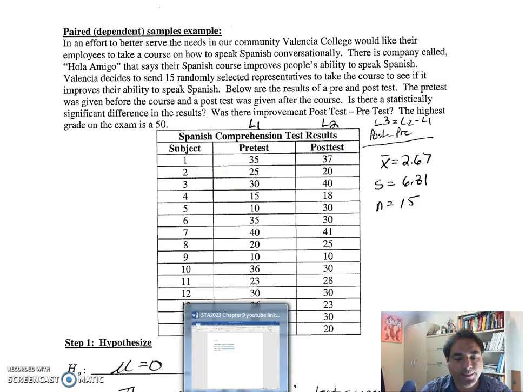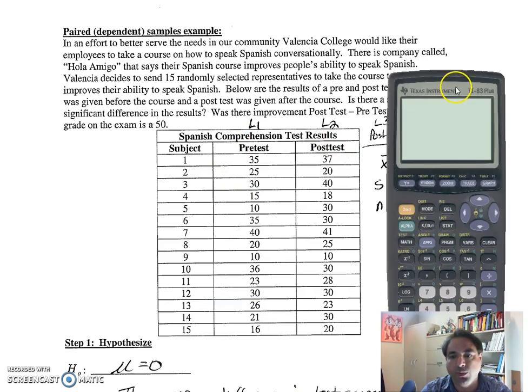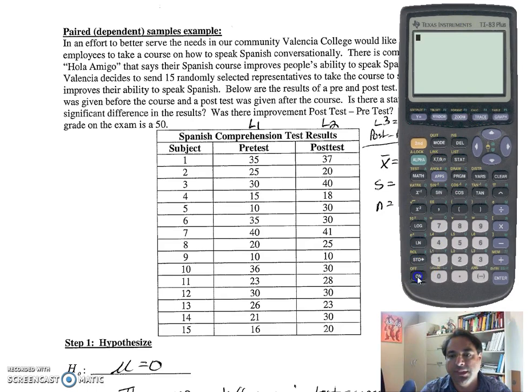So I'm going to go to my calculator, and I'm going to go to STAT, number 1 for Edit, and I put all the pre-tests in list 1. I put all the post-tests in list 2, and I double, triple check your numbers are okay. But I don't want the pre-test and I don't want the post-test. What I want is the difference between them.